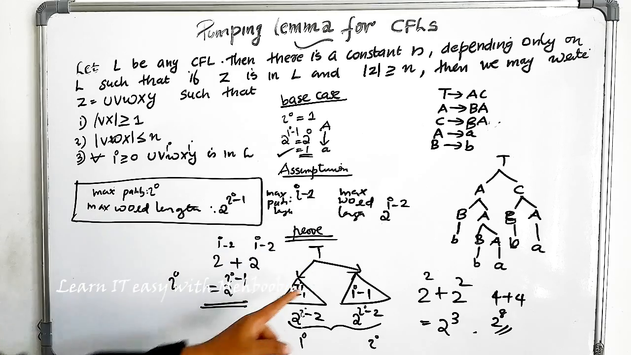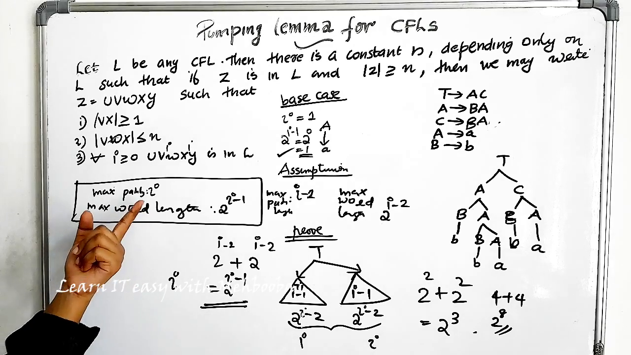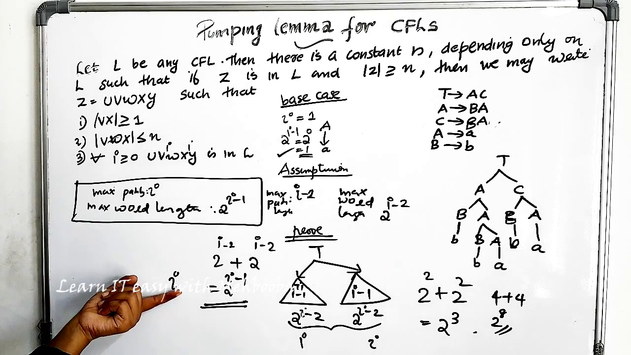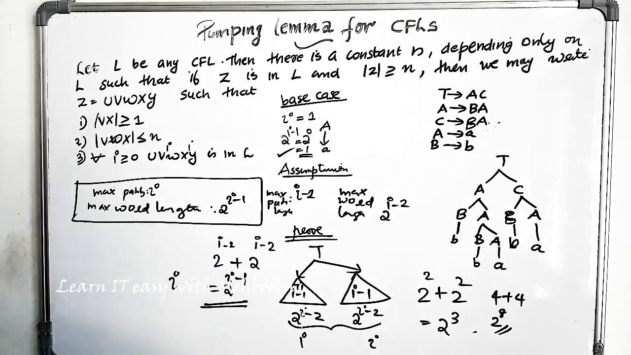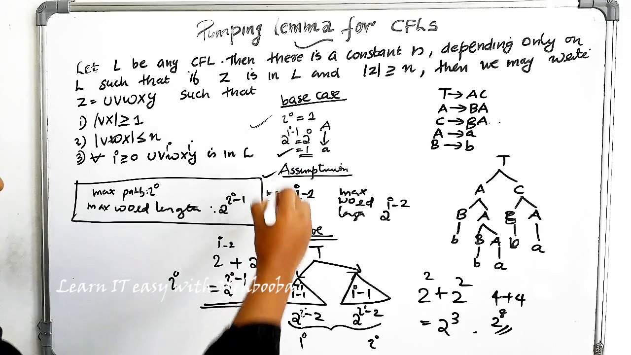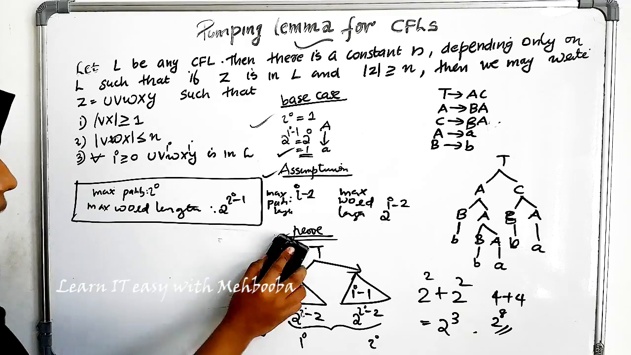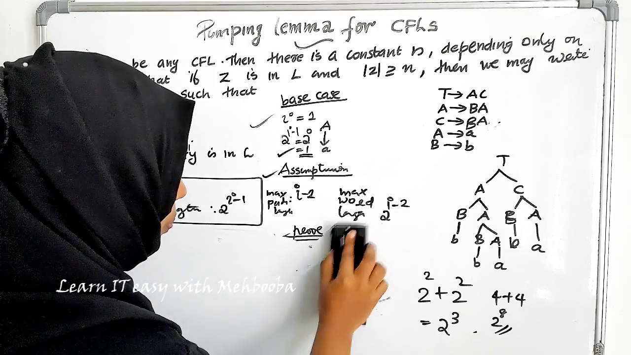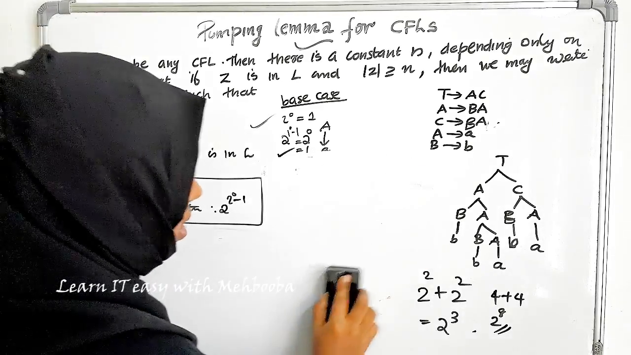This is what we wanted to prove, that is, if the maximum path length is i, the maximum word length will be 2 raised to i minus 1. So we could prove this using these 3 steps. So we have this theorem proof now, and with the help of this we will try to prove that all these 3 conditions can be met in a CFL.